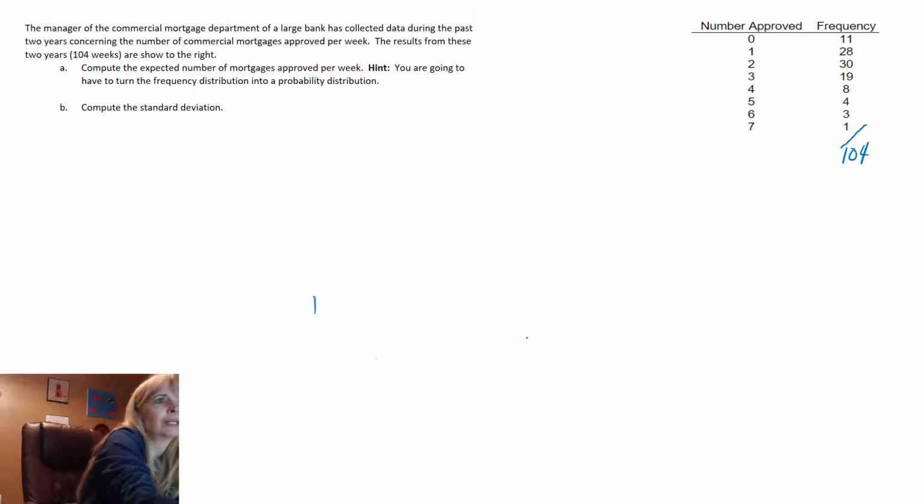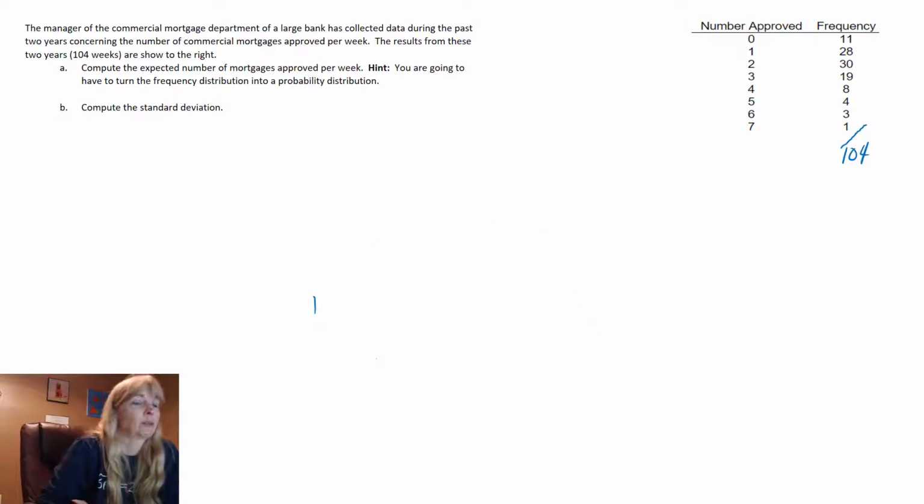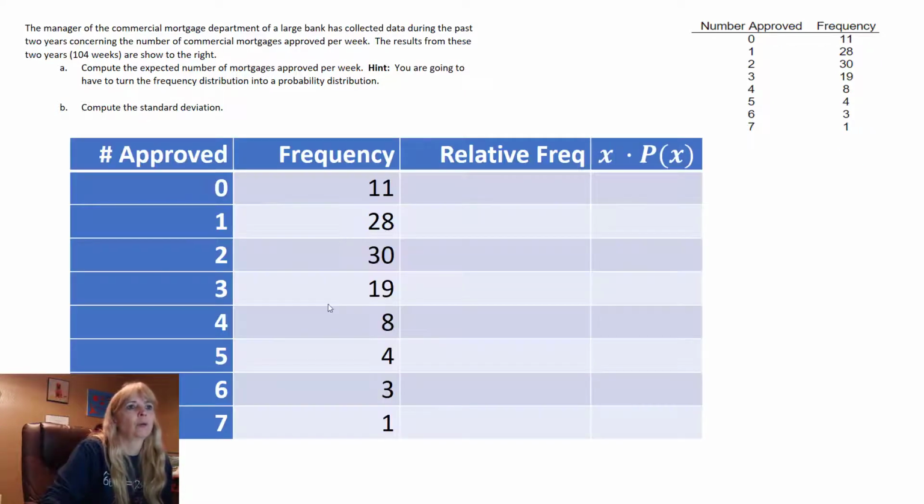It says compute the expected number of mortgages approved per week. And I even said hint, you're going to have to turn the frequency distribution into a probability distribution. So that's what I'm going to do right here. I just started to set up my table, because you have to think about how you find the expected value, the mean, for a discrete probability distribution.